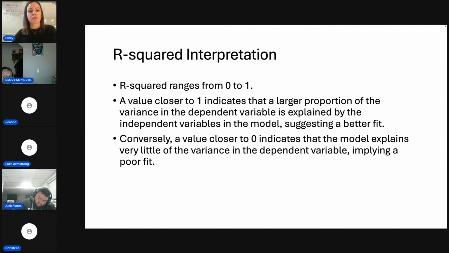R squared ranges from 0 to 1, and a value closer to 1 indicates that a larger proportion of the variance in the dependent variable is explained by the independent variables in the model. So how much explainability are you getting out of the dependent variables in the model? It suggests a better fit. Conversely, a value closer to 0 indicates that the model explains very little dependence on the variable.